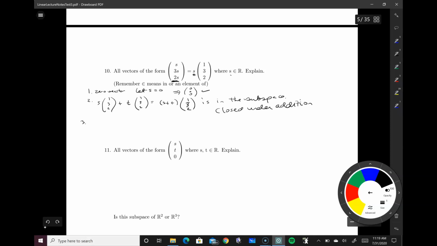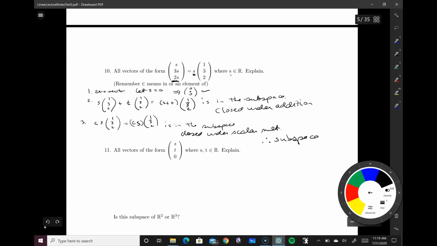All right. The third criteria is if I take a vector that's in the set and I multiply it by c, so I have c times s times 1, 3, 2. cs could be a new constant, times 1, 3, 2, so this is in the subspace. So it is closed under scalar multiplication. Therefore this is a subspace.